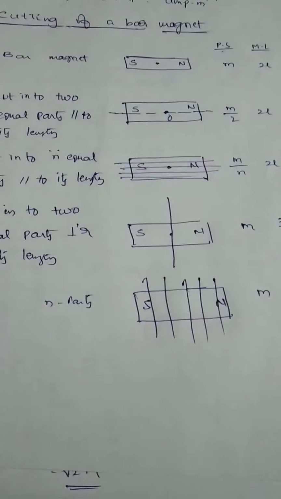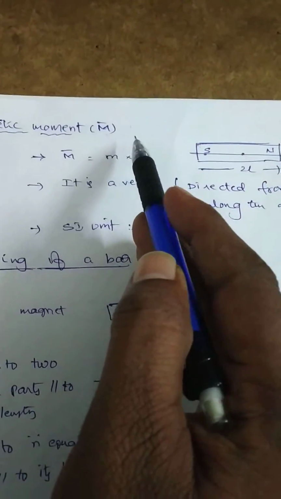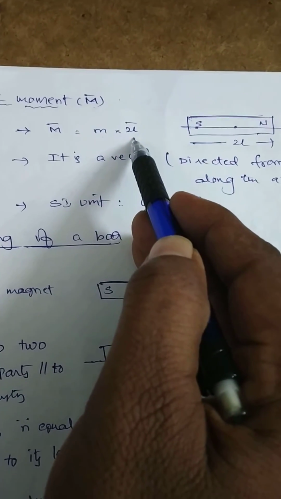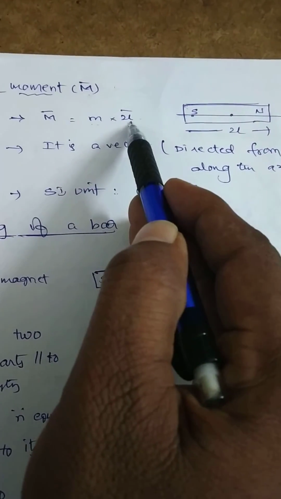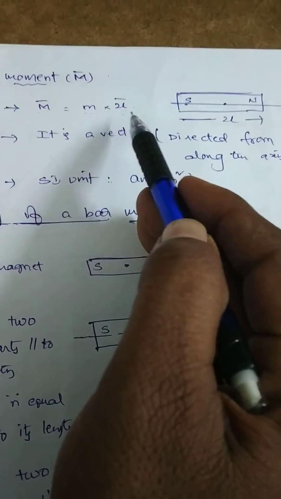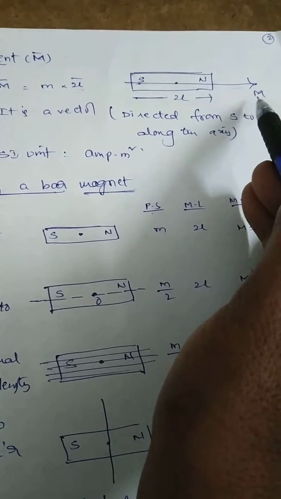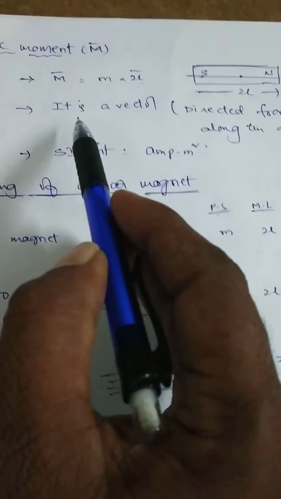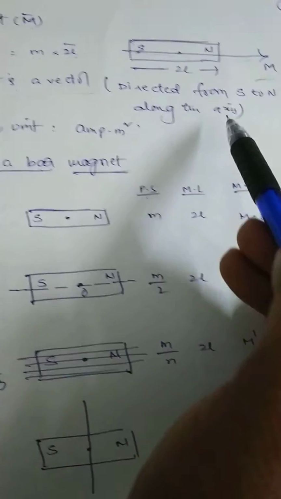Next one, how do we define the magnetic moment? Magnetic moment is the product of pole strength and length of the magnet. Pole strength small m, length of the magnet 2L bar. 2L bar is a vector, that's why M bar is also a vector. 2L bar is always taken from south to north along the axis. So capital M is also along the direction of length. So M is a vector quantity and it is directed from S to N along the axis.